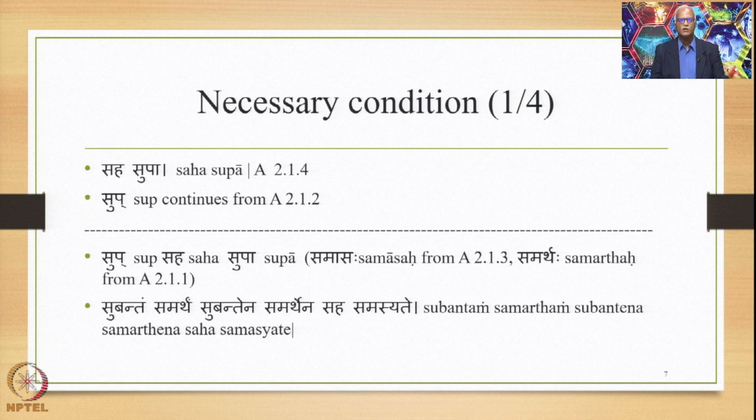The meaning of this sutra is made complete with the continuation of the word sup from 2.1.2. And then we have sup saha supa as the general condition for the samasa. We have been saying this, that the samasa takes place between two subantas and it can never take place between a subanta and a tinganta or a tinganta and another tinganta as far as Sanskrit is concerned. Why this has not happened is because the speakers of Sanskrit have not used this process over a particular domain, which is tinganta and tinganta. This is the simplest answer.